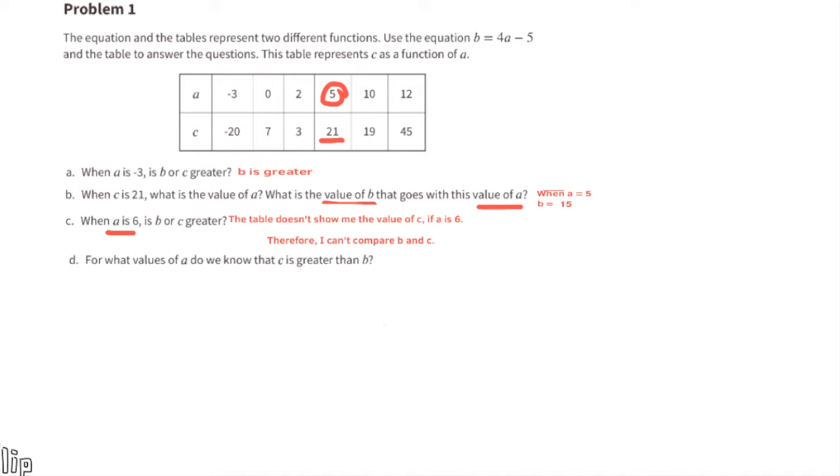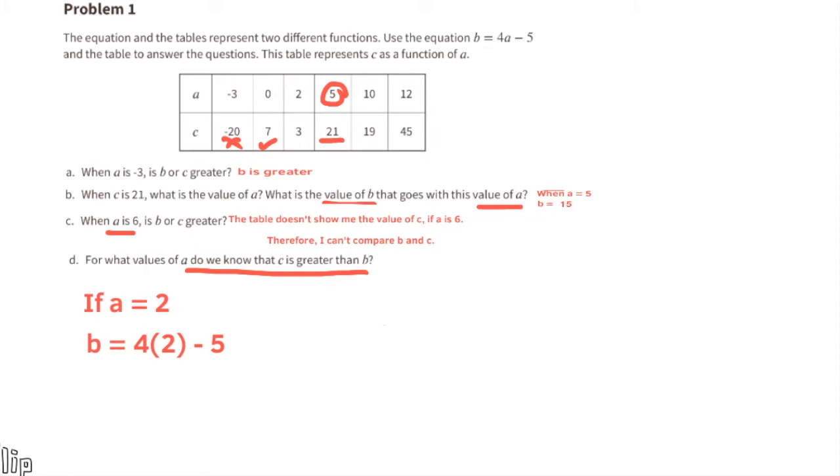D. For what values of a do we know that c is greater than b? Let's look at the table. When a is negative 3, b is negative 17, and negative 20 is not greater than negative 17. Let's look at when a is 0. 4 times 0 is 0. 0 minus 5 is negative 5. B's value would be negative 5, which is less than 7, c's value. So when a is 0, c is greater than b.